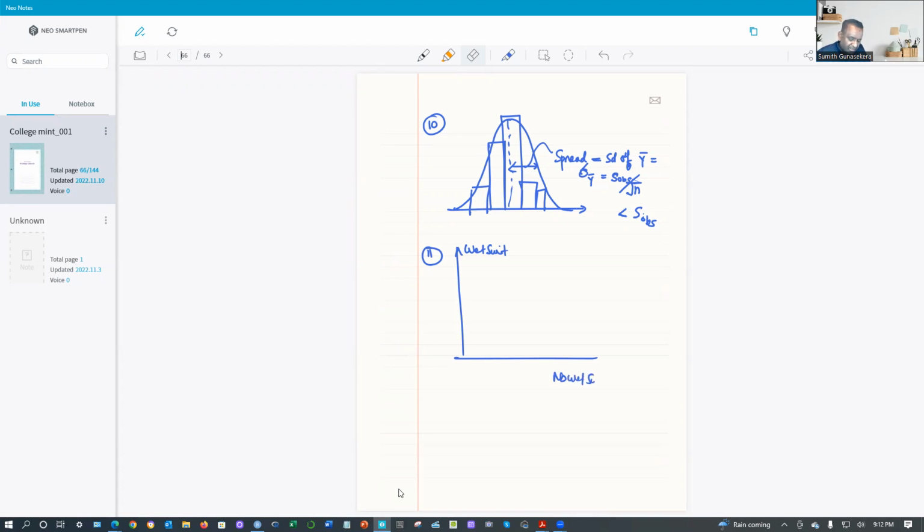One. Then this one, the null model, Y bar, Y bar of wetsuit. This is for the null model. This is for the regression model. The null model one is always a horizontal line at the mean of wetsuit.